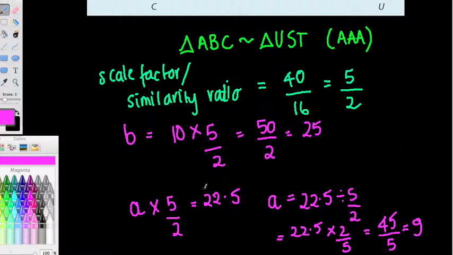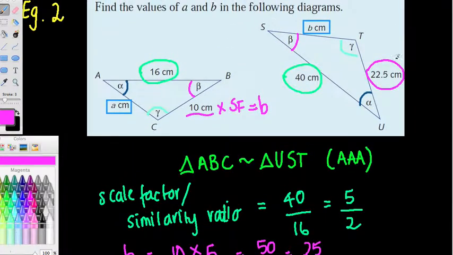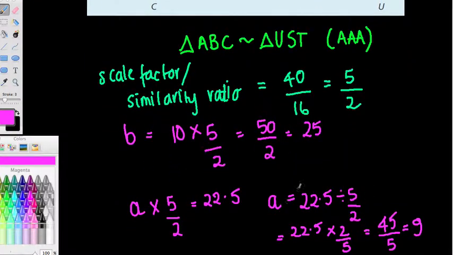This one here, some of you may not work it out that way. Some of you might just do it this way here. Noticing that to go backwards, if you're going from the larger triangle to the smaller one, you would divide by the scale factor instead of multiplying. So that's okay as well. You can do it that way.